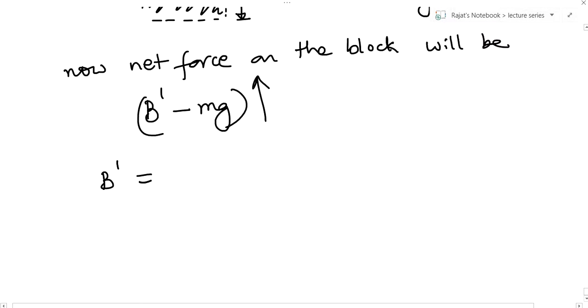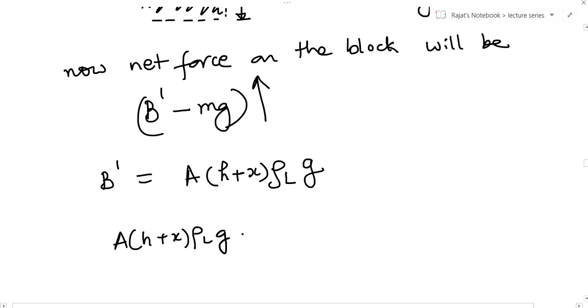Let us try to find B dash. B dash will be the weight of the displaced liquid. The height of the solid that is inside is h plus x. The cross section area is A, so this is the volume of displaced liquid, into density of liquid, this is the mass of the displaced liquid, into g, this is the weight of the displaced liquid. So this is the new buoyant force. So the new net force will be A (h plus x) rho L g minus mg, and mg is nothing but A capital H rho S into g.